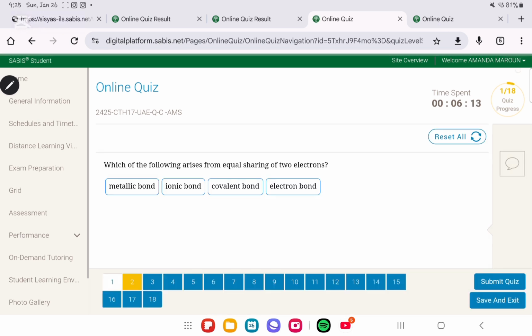So we move on to the next question. Which of the following arises from equal sharing of 2 electrons? It is very simply covalent bonding. Metallic bonding is between 2 metals. Ionic bonding is when one is gaining an electron and the other is losing an electron. Covalent is when you are sharing 2 electrons, 2 or more electrons, okay?